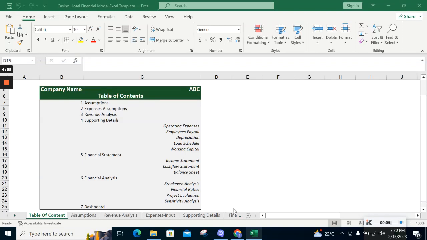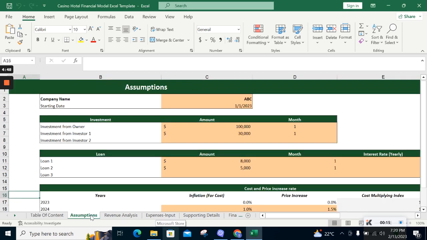Hello everyone, today I will give you a brief overview of our new model, the Casino Hotel Financial Model Excel template. The model starts with the input sheet. The input sheet contains all the important assumptions about your business that you have to change according to your company's data, and the model will update the calculations accordingly.